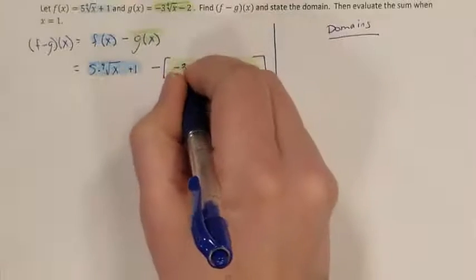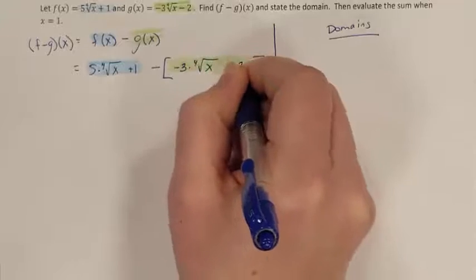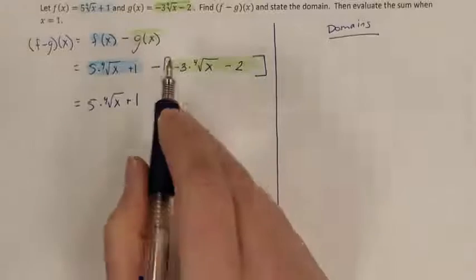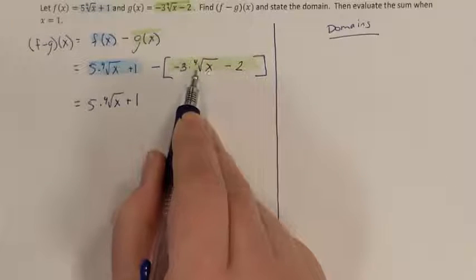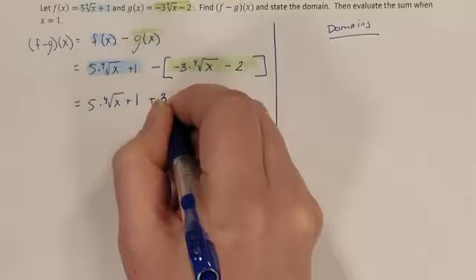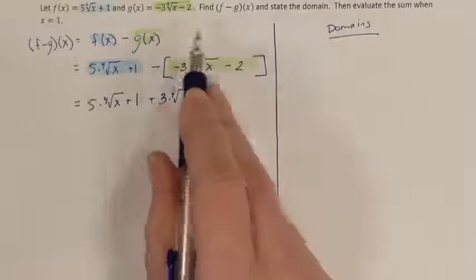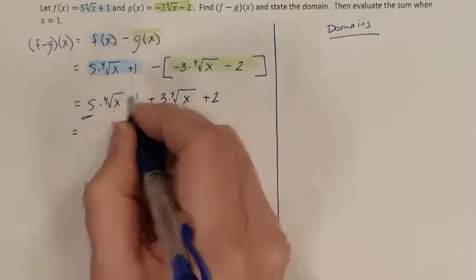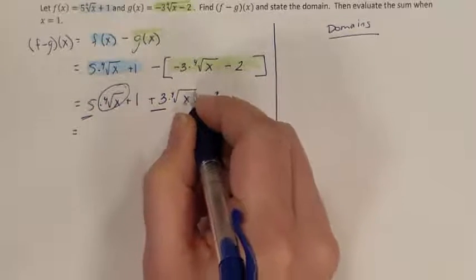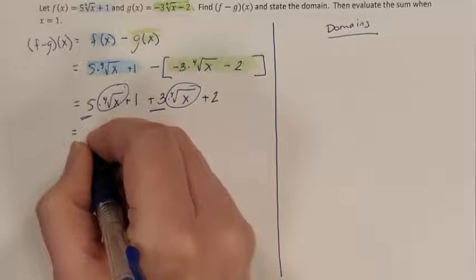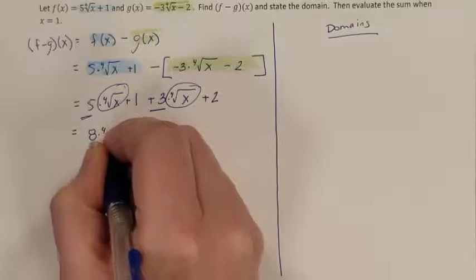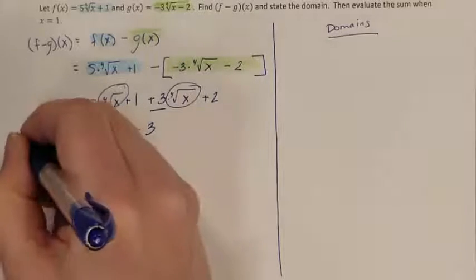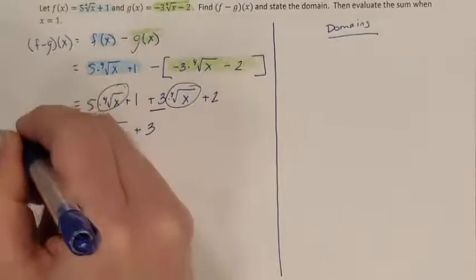So that was a negative 3 times the 4th root of x minus 2. So I had the original blue, my original f of x. I'm now subtracting a negative 3 4th root of x, which means I'm actually adding 3 4th root of x. And I'm subtracting a negative 2, which means I'm actually adding a 2. So this had 5 4th root of x's, and this said to add 3 4th root of x's, which meant I ended up having 5 plus 3, 8 4th root of x's. Constants go with constants. This is a plus 3. So this is my f minus g of x rule.